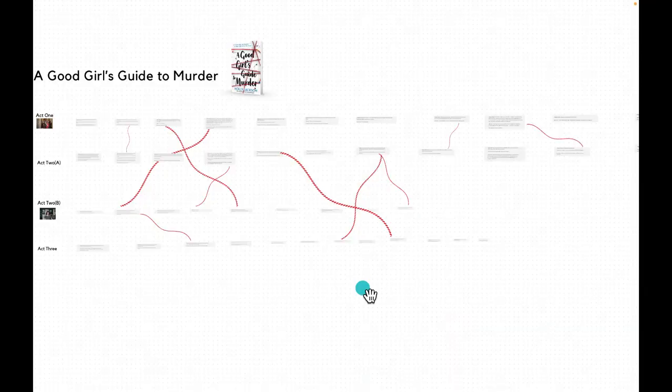So we are going to go to the whiteboard and analyze every single chapter of A Good Girl's Guide to Murder, looking at the structure and looking at how the stakes are raised, the conflict is escalated, and the narrative drive is pushed forward in every single scene. So here we go. Here is our Good Girl's Guide to Murder board.